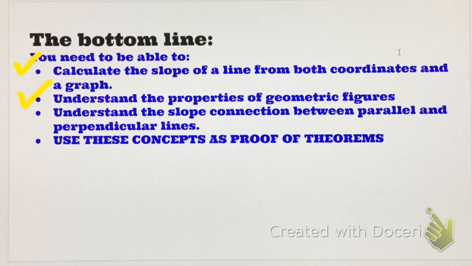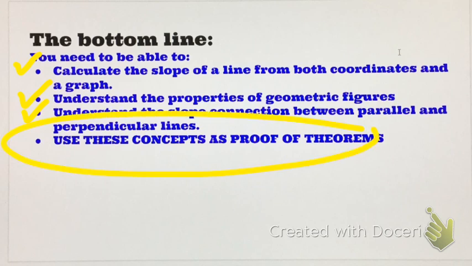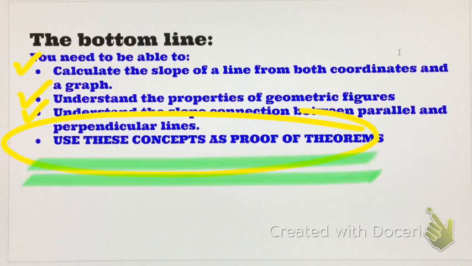You just need to understand those properties of geometric figures. In other words, what makes a square a square? Equal side lengths, right angles. What makes a parallelogram a parallelogram? What makes a rectangle a rectangle? And the good old rhombus. So we've got to understand that stuff still. And then we need to understand the connection between parallel, equal slopes, and perpendicular lines, opposite reciprocals. Bottom line, then we just use them in theorems. So then we're using them to really prove geometric theorems.